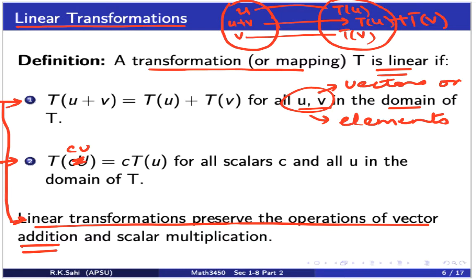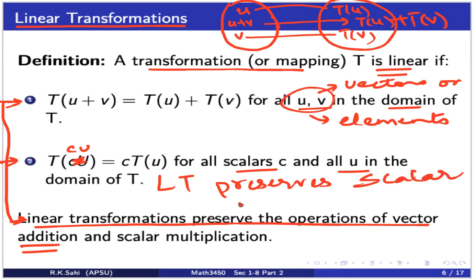Okay? Now, let's look at the next one. T of C times u. It means when T acts on a scalar multiple of u, it is the same as multiplying the scalar to T of u. Now, this is true for every scalar and every u. And this condition simply says that the linear transformation, I'm going to use a short form for linear transformation, LT, preserves scalar multiplication.